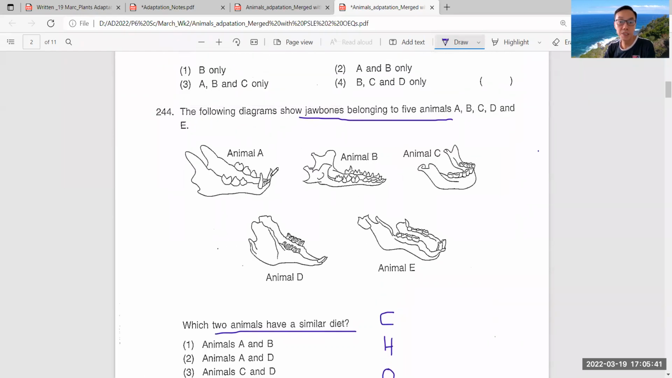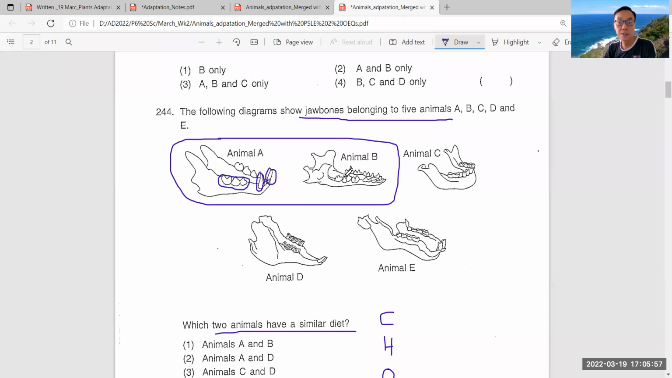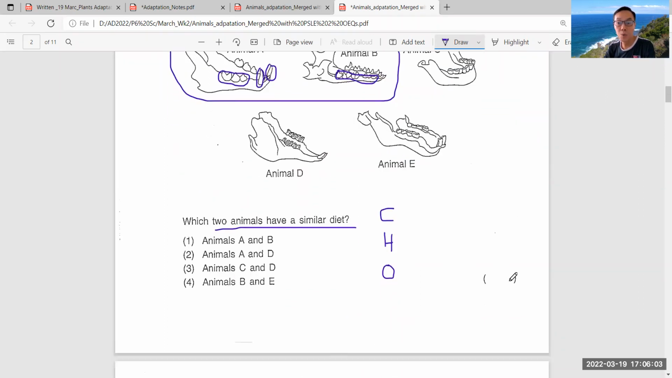So by using your observation skill, you will be able to see these 2 animals, right? They have all sharp teeth. So these are the incisors at the front, and these are the canine teeth. This one has almost everything canine. This one, yes, plus the front ones. So the obvious answer is option 1.